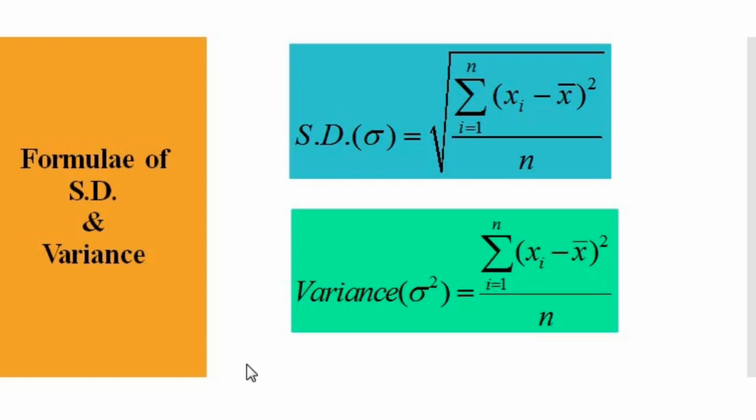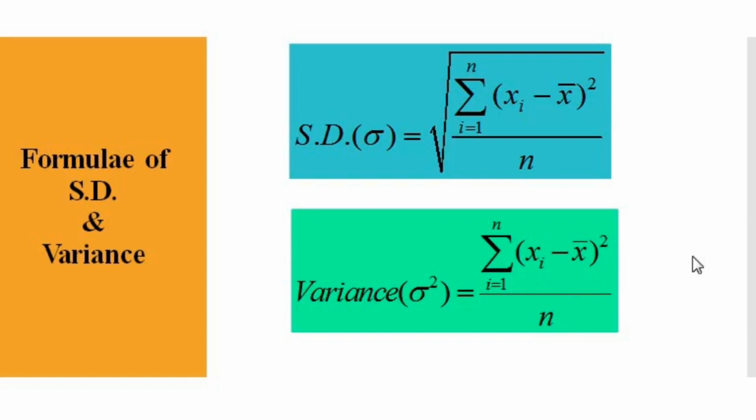Then we discuss the formula of the variance. The variance sigma square is equal to summation i equals 1 to n, in bracket xi minus x bar, bracket closed to the square, divided by small n.